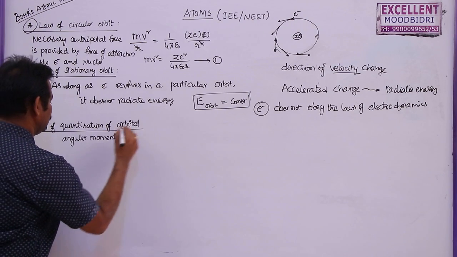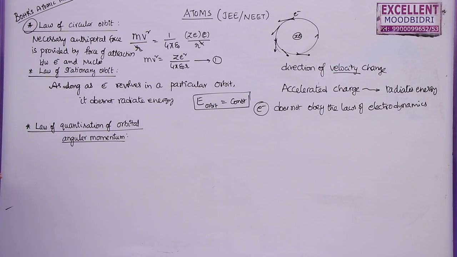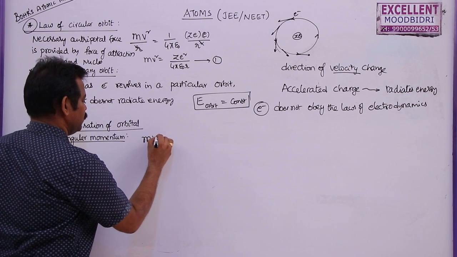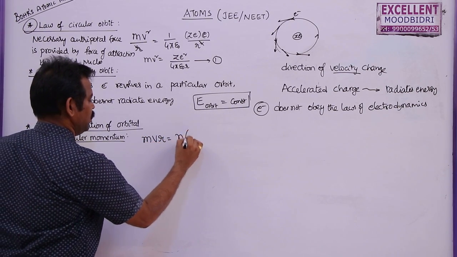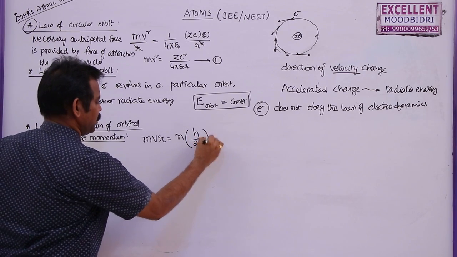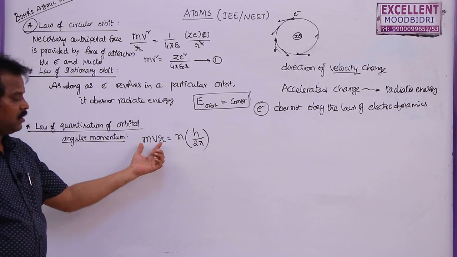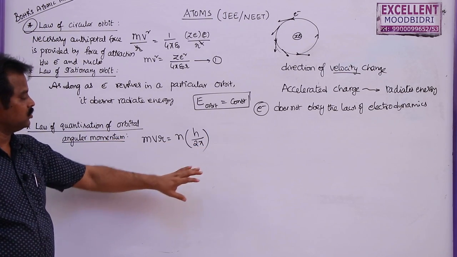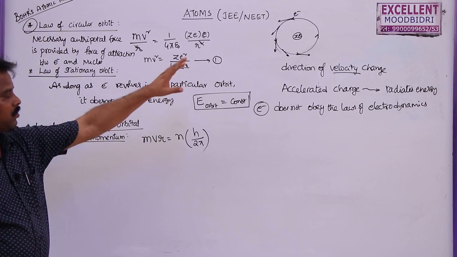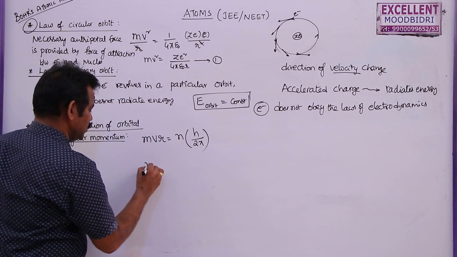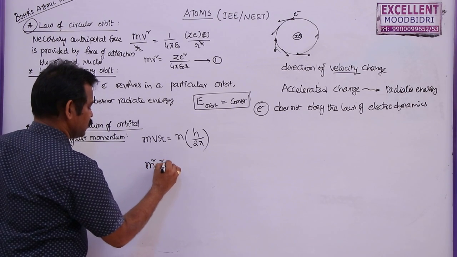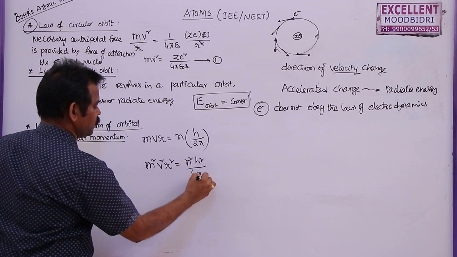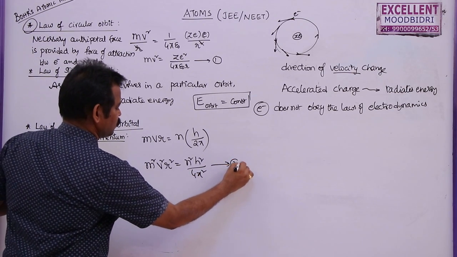Now the third one is the law of quantization of orbital angular momentum. The angular momentum of the electron is given by, we know this one, mvr is equal to an integral multiple of h by 2 pi. So this is the angular momentum, which is equal to an integer value, and this h is Planck's constant, 2 pi also constant. So the angular momentum of an electron revolving in a particular orbit remains constant. So from this, m square v square r square is equal to n square h square by 4 pi square. So this is equation 2.